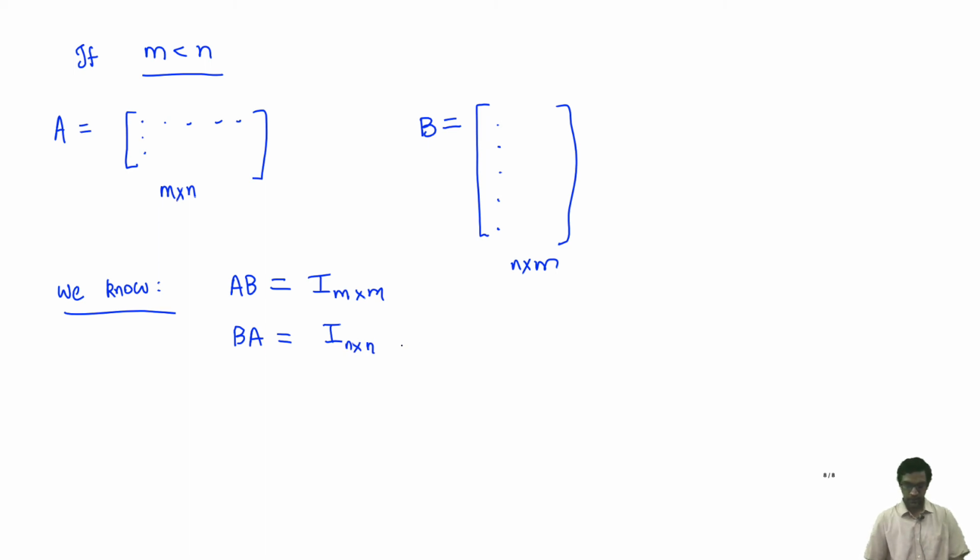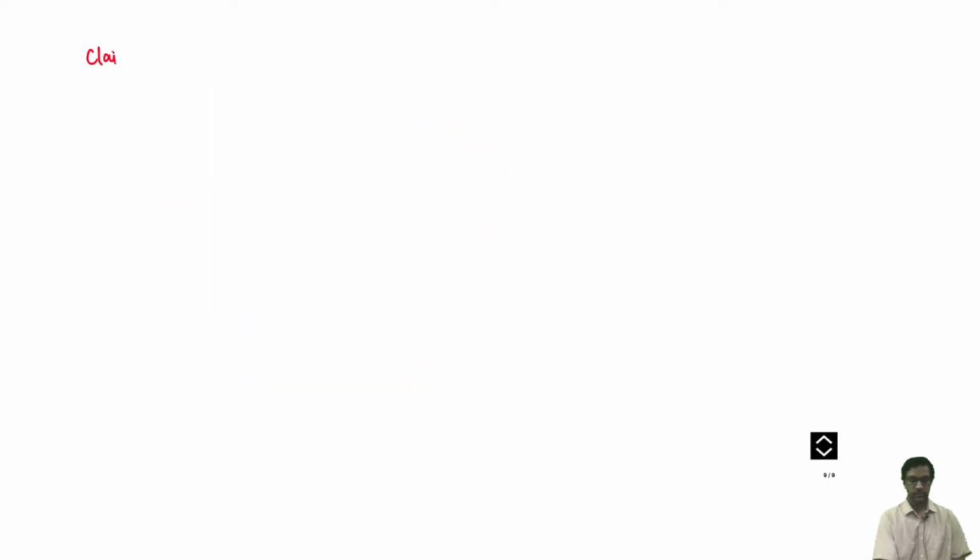Okay, the claim is that this really can't happen. When you multiply two such rectangular matrices, both can't give you the identity. Specifically we claim that this can never happen. The larger one can never be the identity matrix. So let's prove that. The claim is that BA can't be the identity. Remember n is the larger number, so the larger identity matrix, that can never happen. Okay, so let's try and prove this.